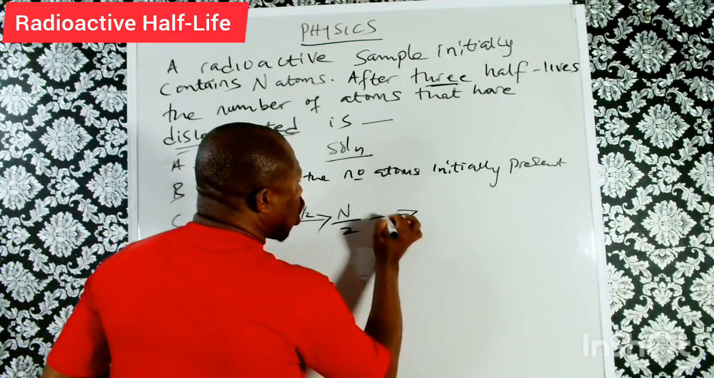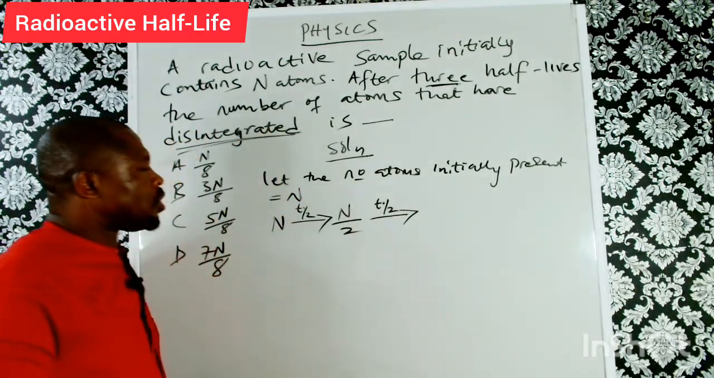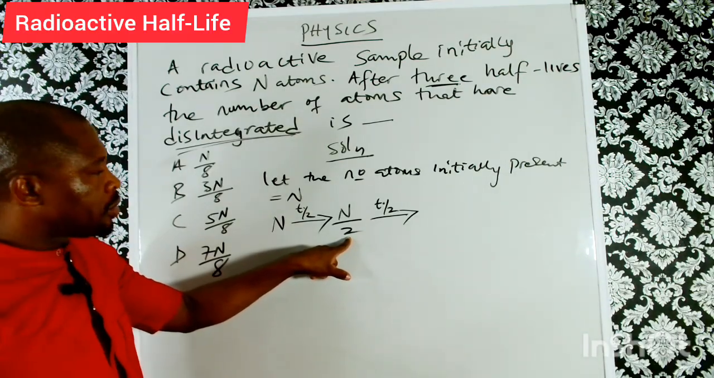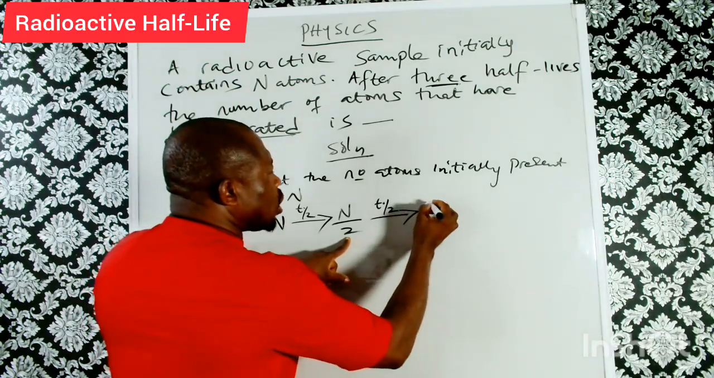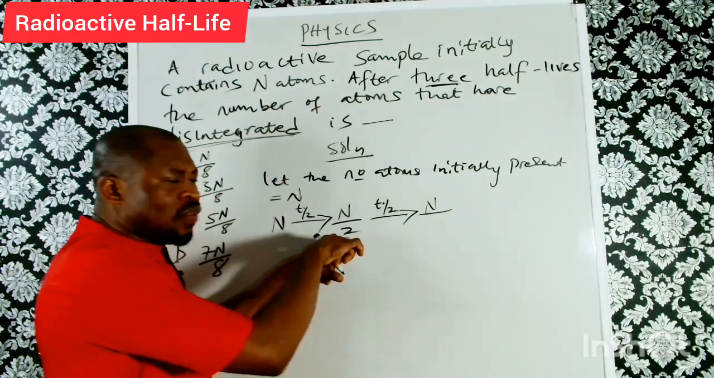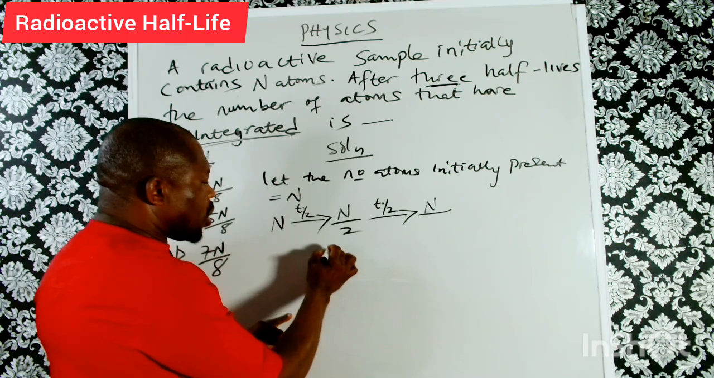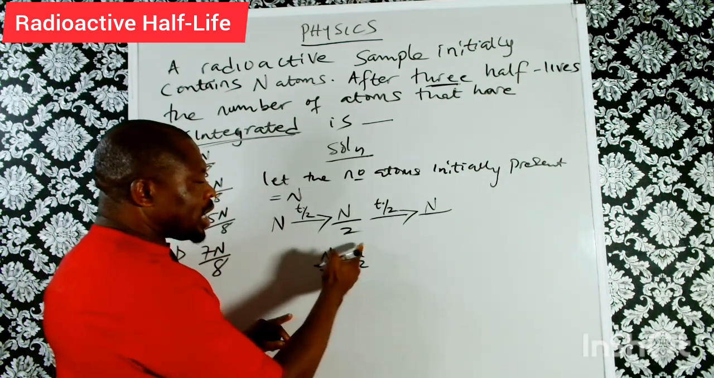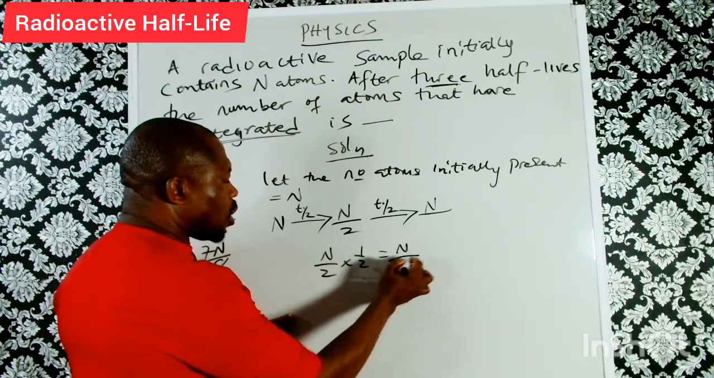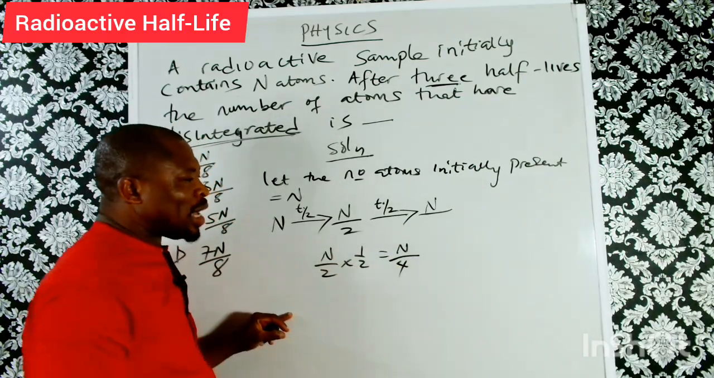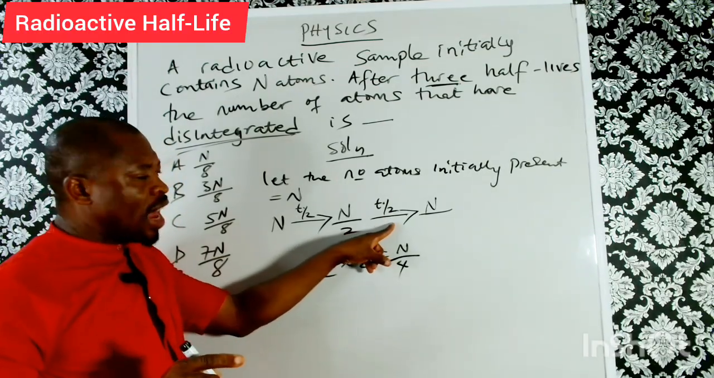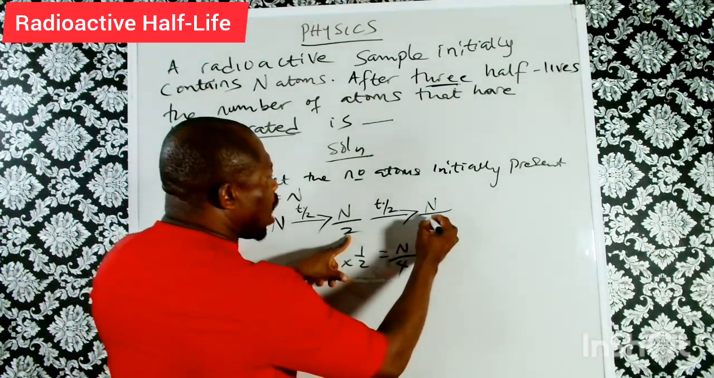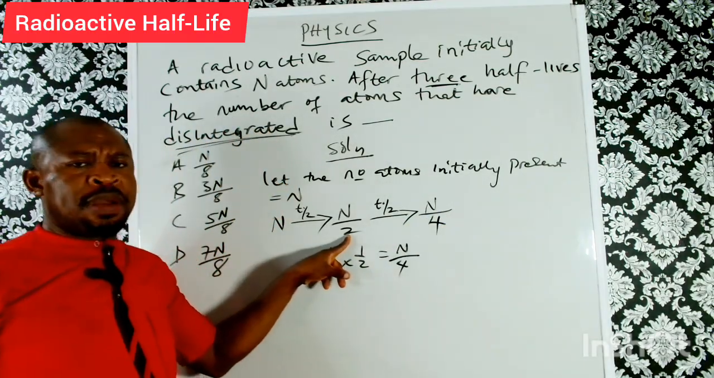Now, after the second half-life, this one remaining would disintegrate or decay. If this one decays, we'll now have half of n over 2, which is n over 2 multiplied by half. Half of it will give us n times 1 is n all over 2 times 2, 4. That means after the second half-life, this one will disintegrate and we'll have n over 4 remaining.